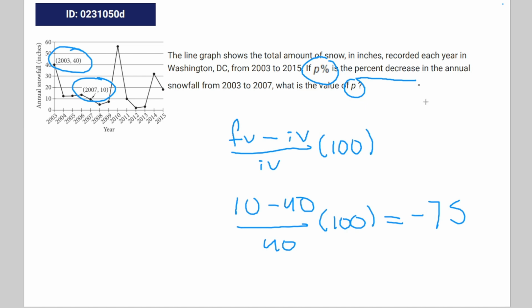But when you put it in, that's going to be a negative value for percent decrease. And a negative percent decrease is actually an increase, which of course doesn't happen. So we can't put it in like that. So for the sake of this problem, you're just going to ignore the negative and put in 75% as the percent decrease. And yeah, that's about it.